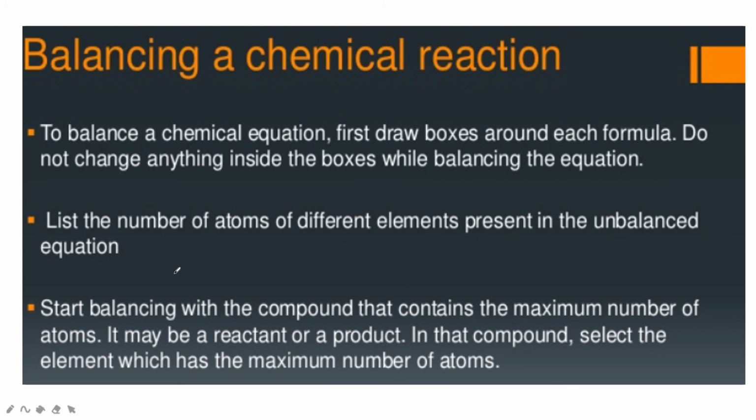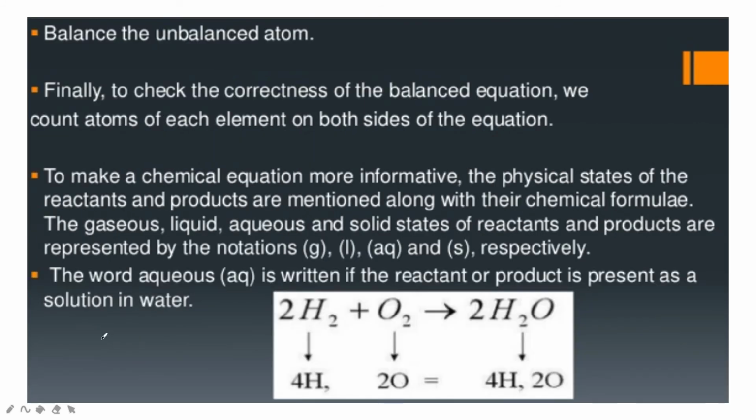List the number of atoms of different elements present in the unbalanced equation. Start balancing with the compound that contains the maximum number of atoms. Whichever has the maximum number, we have to balance first. Oxygen we have to balance first, then hydrogen. Like that, in order we need to balance. That may be in the reactant or product. In that compound, select the element which has the maximum number of atoms. Then balance the unbalanced atom.